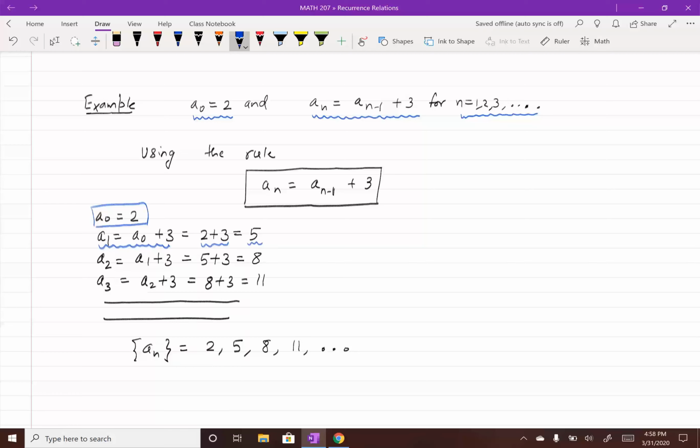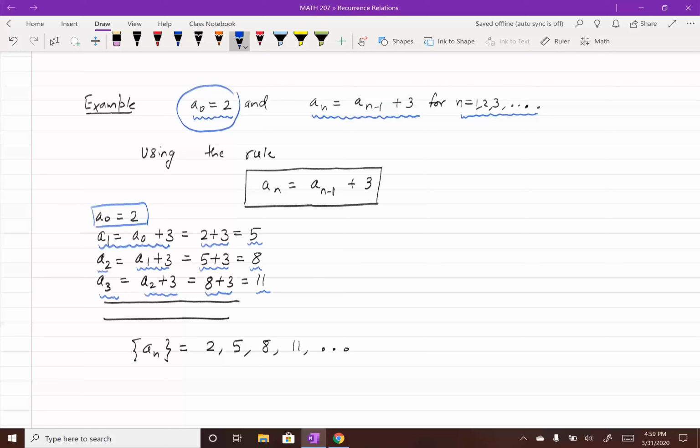Then I can reuse the same rule and compute my second term, A of 2. A of 2 from this rule is going to be equal to A of 1 plus 3. A of 1 is 5, so 5 plus 3 is equal to 8. Similarly, I can compute A of 3, which is A of 2 plus 3, and A of 2 is 8, so 8 plus 3 is equal to 11. I can keep following this rule and generate every element of my sequence starting from this initial term A of 0 equal to 2.